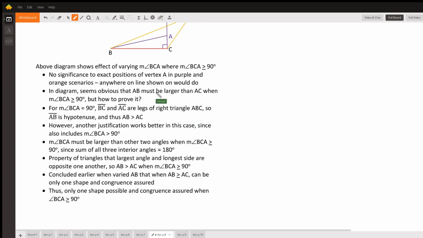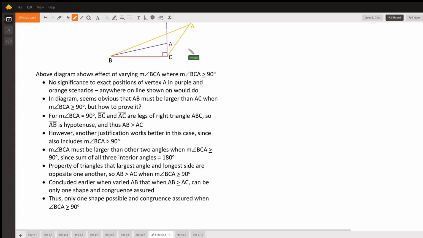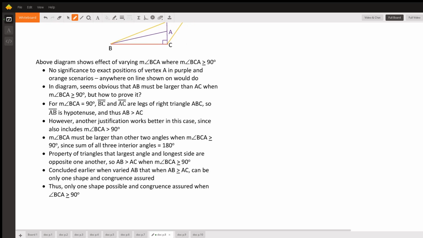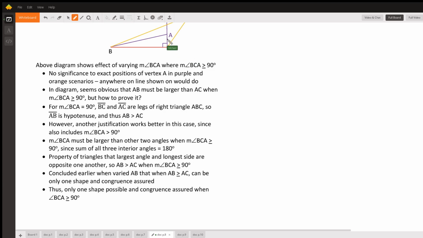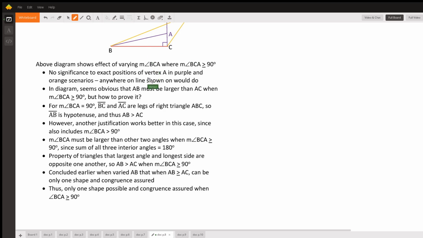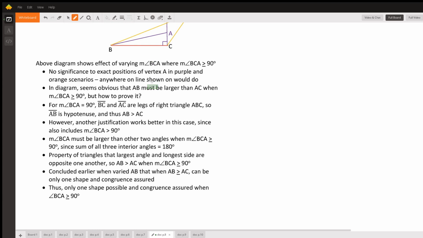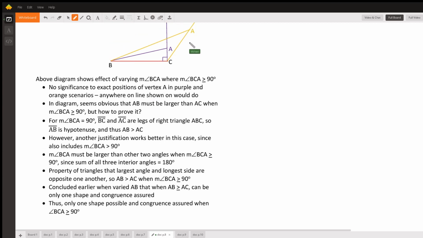It seems obvious that in these circumstances, AB has to be longer than BC, but how can we prove it? At a glance, you can see that these are legs of a right triangle, and that's the hypotenuse. The hypotenuse is always the longest side. But we can come up with a better solution than that, because there's a solution that works for both 90 degrees and more than 90 degrees, the orange scenario here.